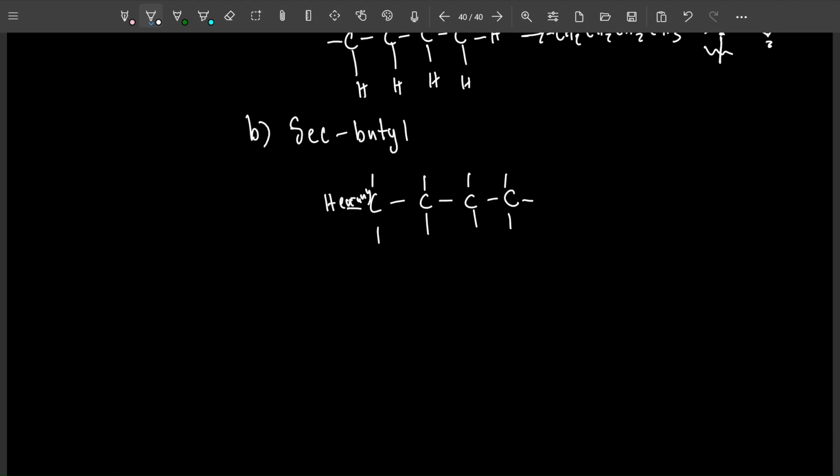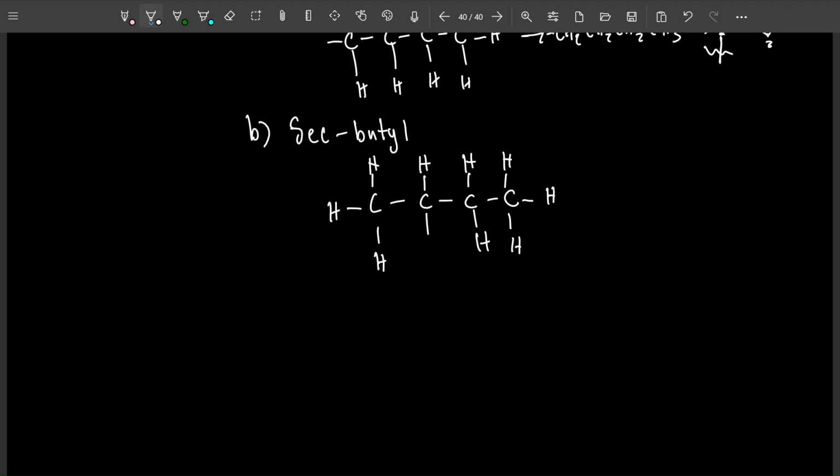Here what we are going to do is put hydrogen H, H, H, right? And there we go. Now what we are going to do is leave the hydrogen missing at a secondary carbon. Then once we have it like this, it's fine.